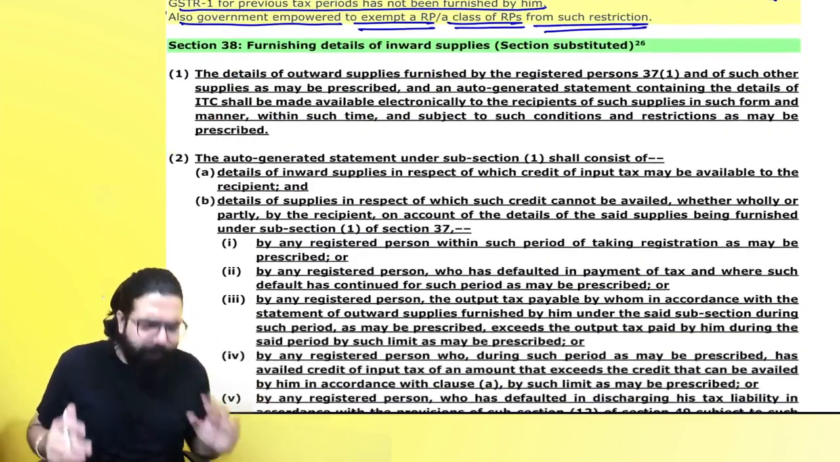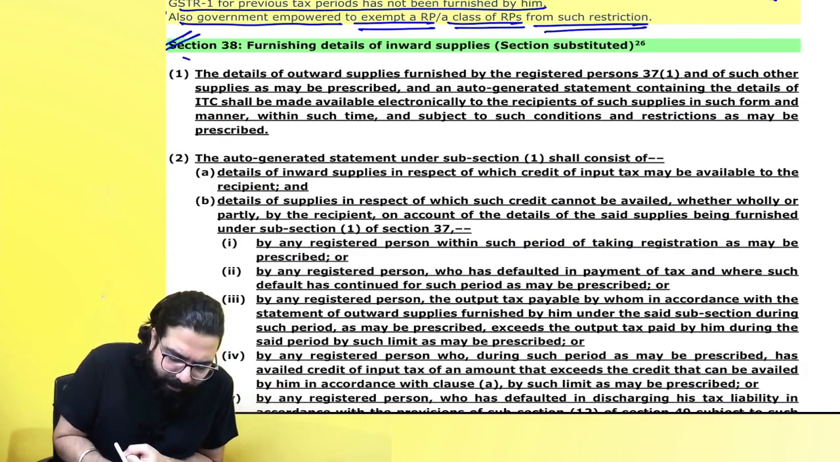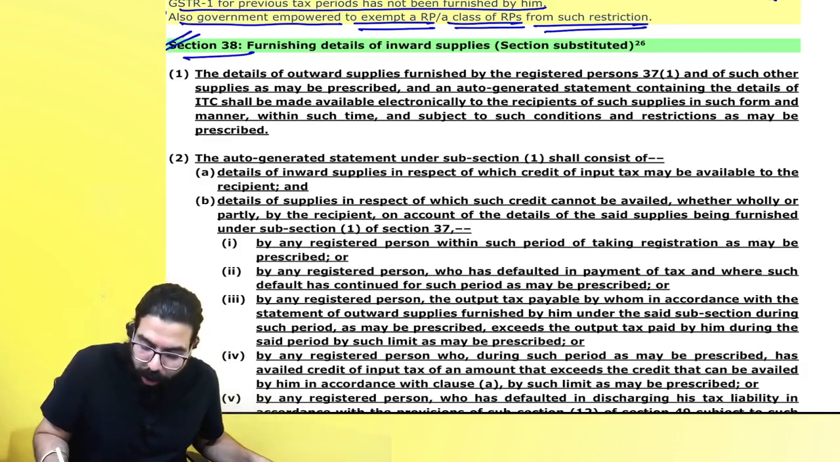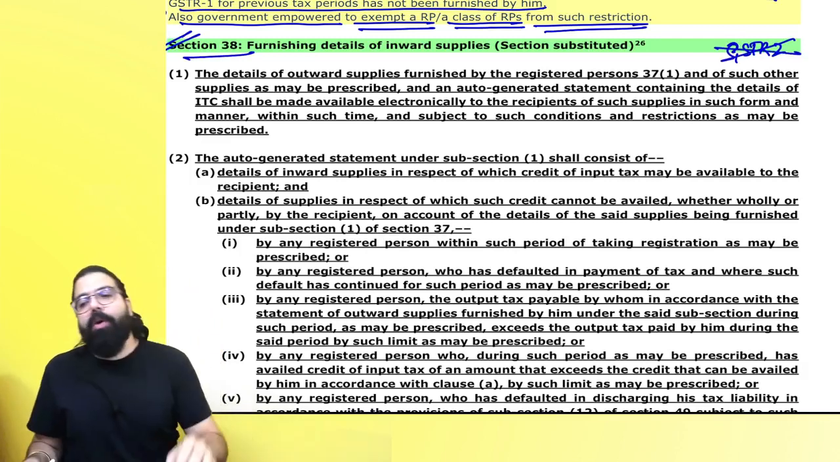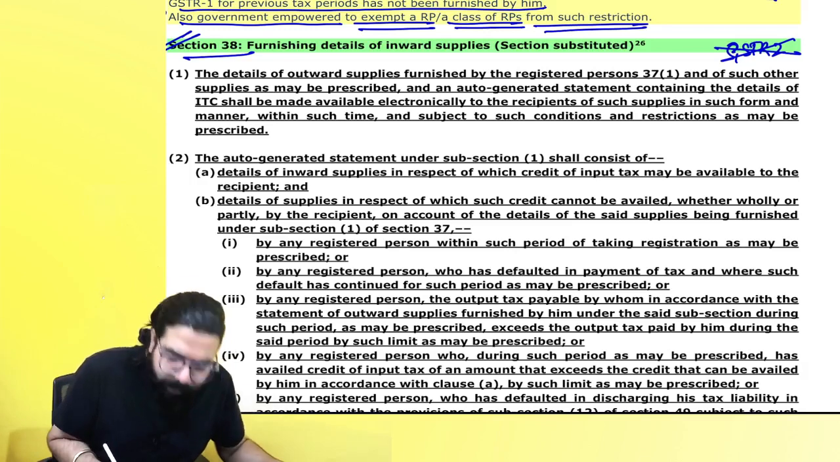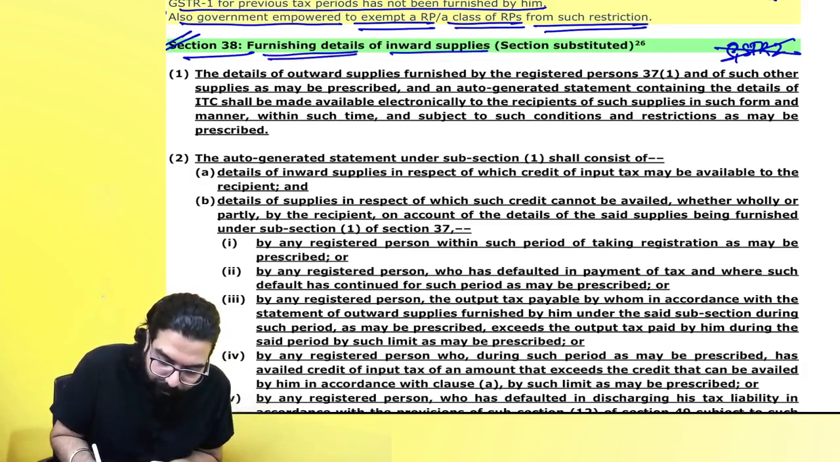Everyone over here now. Now we have section number 38. Everyone please come to section number 38. It says, see, this whole section number 38 used to talk about GSTR 2. Now GSTR 2 is gone and the government went ahead and substituted it, furnishing details of inward supply.